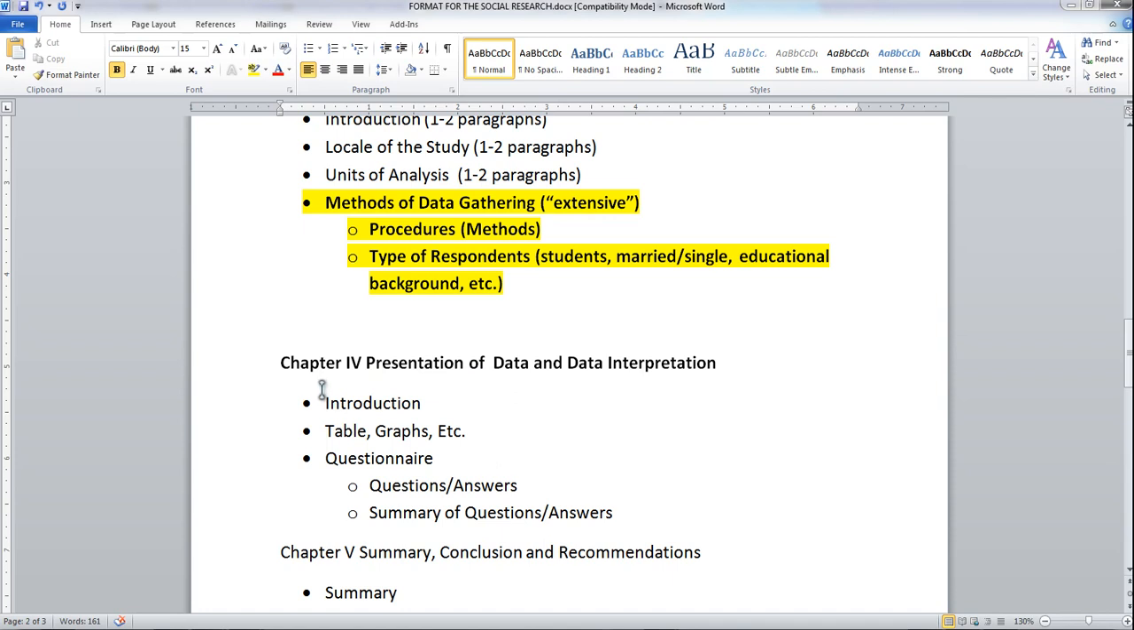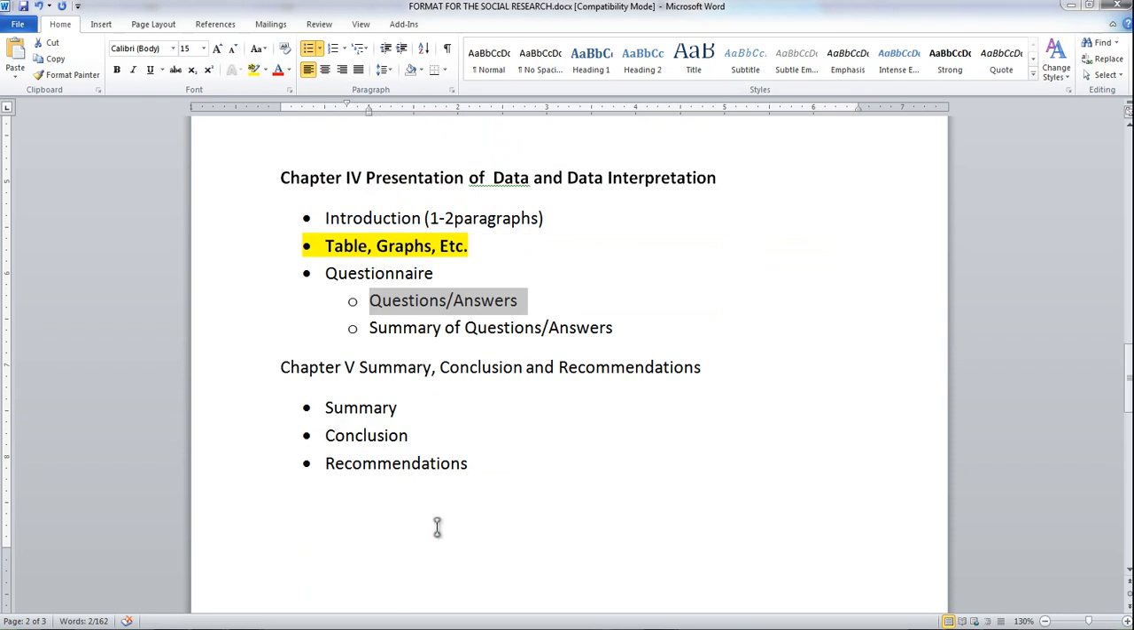Chapter 4 is going to take care of the presentation of data and data interpretation. Again, you need to give a 1 to 2 paragraph introduction, just to ease in the readers of your paper. Now, this is a part where you can include table or tables, and graphs or any illustration. You can also include the sample questionnaire, the questions and the answers of the respondents. You have the summary of questions and answers. Chapter 5, the summary, conclusion, and recommendation.